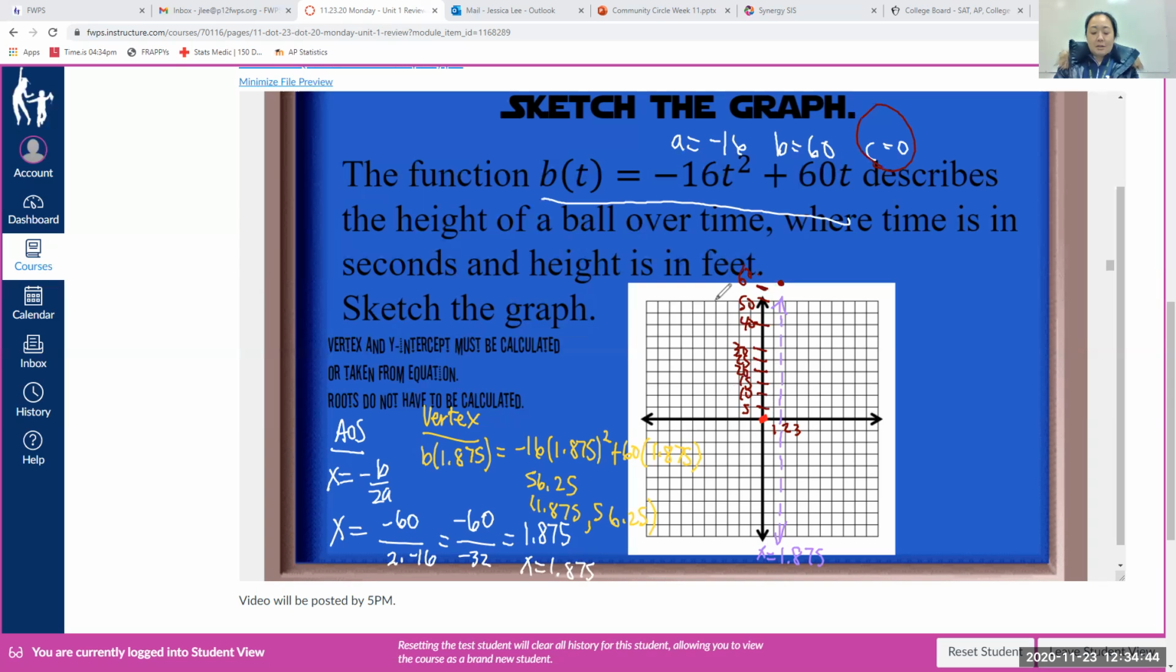Well, how do I find the other one? It's 1.875 away. So 1.875 plus 1.875, or times 2. Oh, 3.75. So over here at 3.75, right about here. That's going to be my symmetric point. Okay, so these are symmetrical to each other. Okay, and that's how we get that. So it's going to be very narrow and skinny.